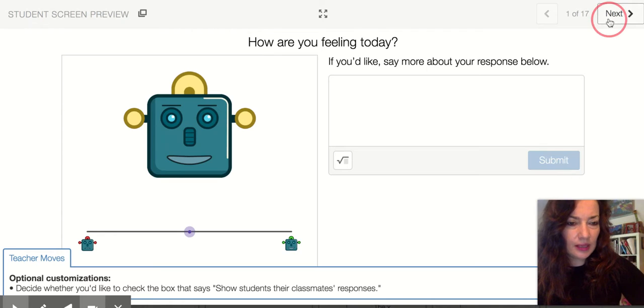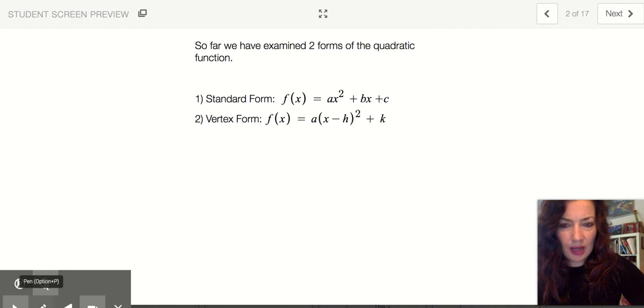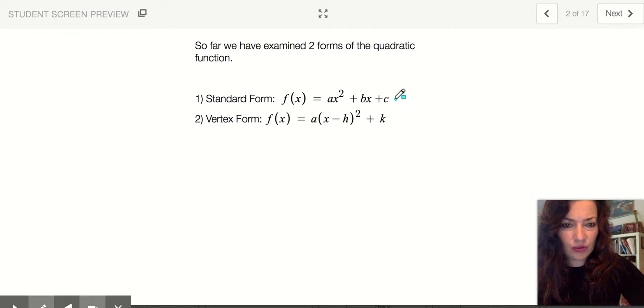Let's go ahead and see the first slide, where it shows you two quadratic functions. One is in standard form, which is what you see here. And the bottom one is the vertex form. So we have looked at both forms. Now there's an advantage for standard form, and that is we can always see the y-intercept, which is our c value. And in vertex form, the advantage is that we know that our h and k is our vertex.